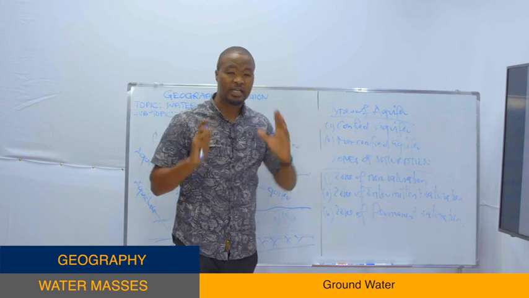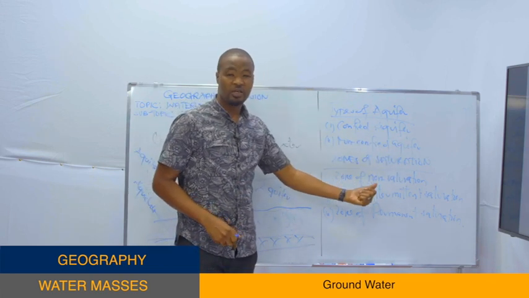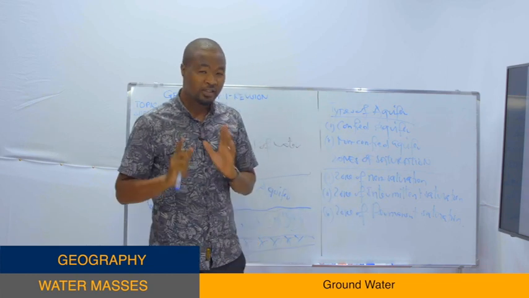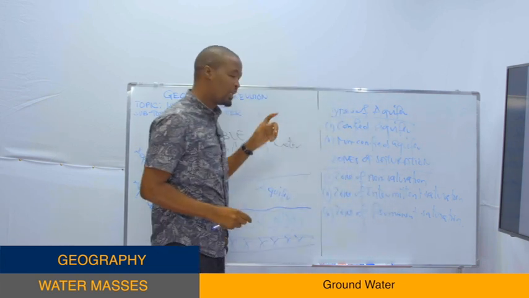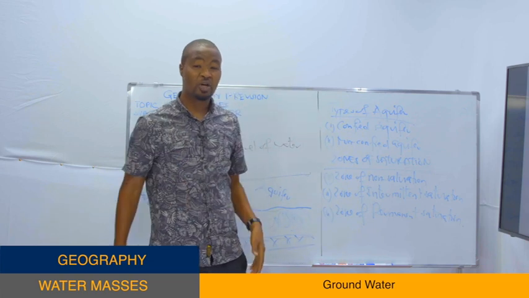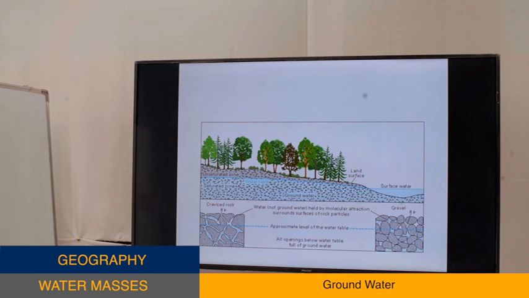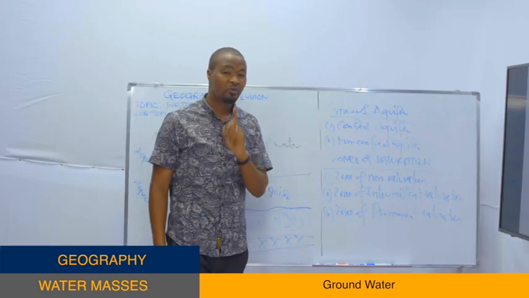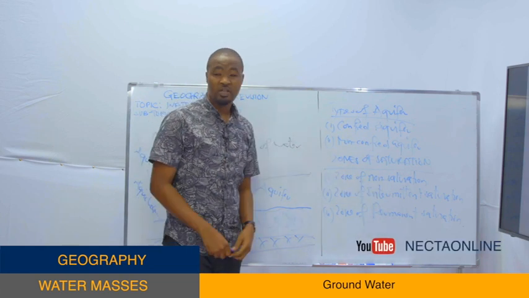Why? Because it does not get saturated. As I said earlier, the meaning of saturated is that the rock gets wet and then it contains an amount of water. So right now, we are talking about the zone of non-saturation. It is the zone where water just passes as it flows underground, it gets wet and then it becomes dry. Then we go to the zone of intermittent saturation. It is the zone which gets wet during the wet season or the rainy season, and it becomes dry during the dry season.